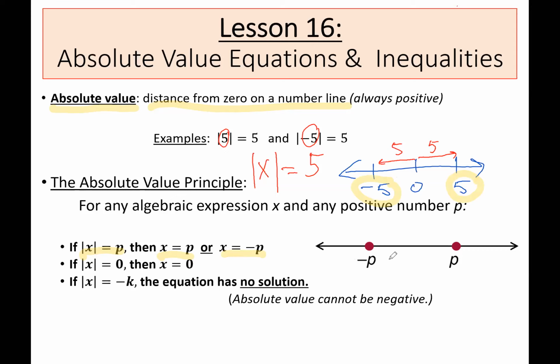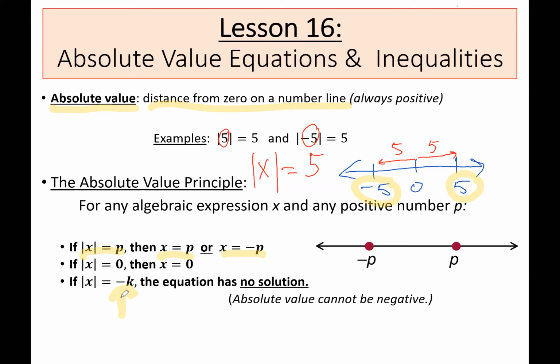Okay, there's a couple of extra exceptions or other things to keep track of here. If the absolute value of x is 0, there's only one answer to that. If your absolute value is 0, that means you're literally at 0. There's not going to be two answers to that, positive 0 and -0. It's just 0. And then one additional thing to keep track of, if your absolute value is equal to a negative, that does not make sense. That equation will have no solution.